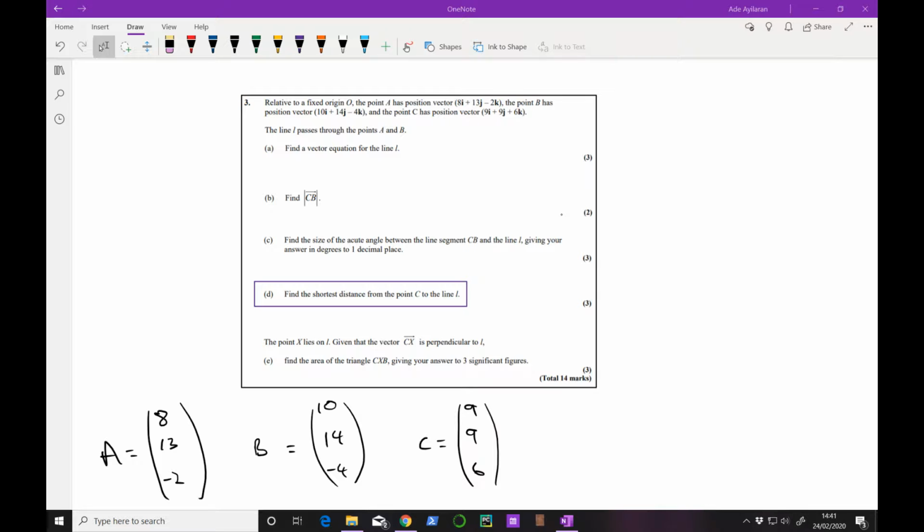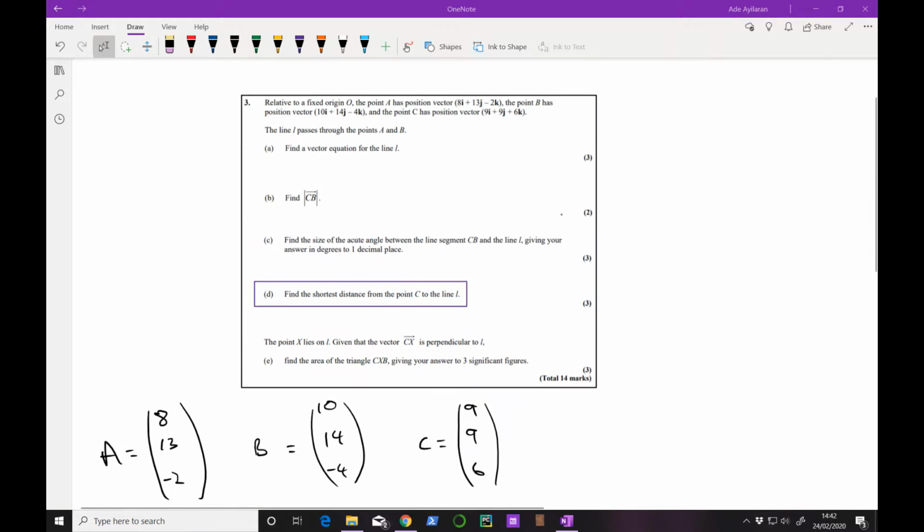Reading the question, it says relative to the fixed origin O, the point A has a position vector (8, 13, -2). The point B has a position vector (10, 14, -4). And the point C has a position vector (9, 9, 6). The line L passes through the points A and B. Find the vector equation for the line L.